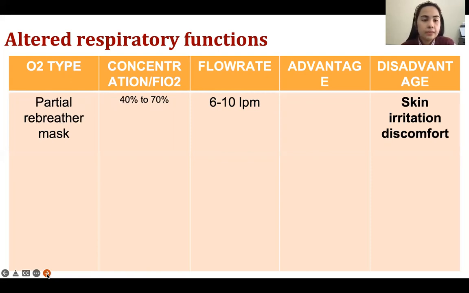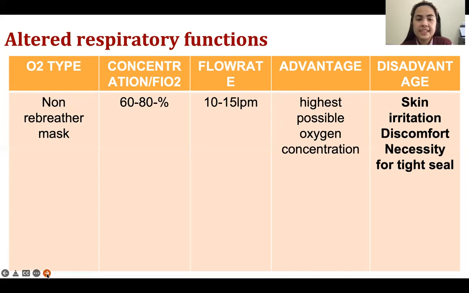Then you have the partial rebreather mask, okay? For the partial rebreather mask, it can deliver 40% to 70% oxygen, at 6 to 10 liters per minute. The advantage is it will give you more oxygen. The disadvantage is the same, skin irritation and discomfort. You have also the non-rebreather mask, 60 to 80%. It will give you the highest possible oxygen concentration, at 10 to 15 liters per minute. The disadvantage is skin irritation, discomfort, and necessity for a tight seal. You need to make it tight to make it work.